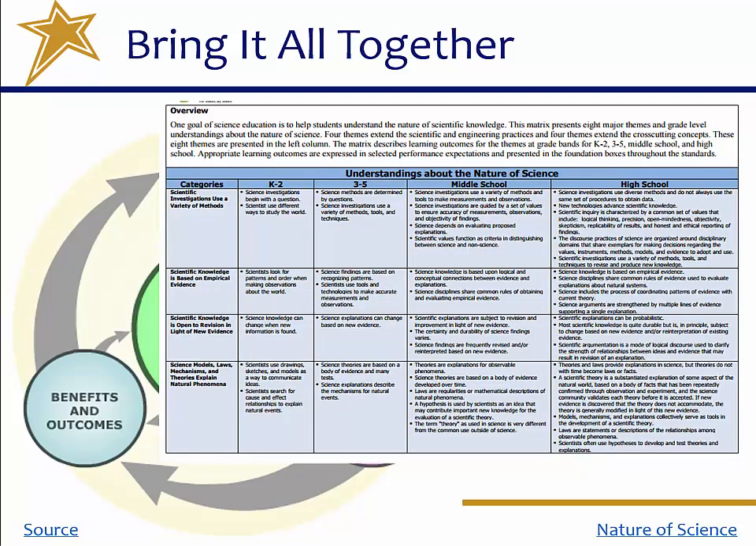Another resource that might help bundle up these ideas is the Next Generation Science Standards Appendix H, The Nature of Science. This document identifies the ideas that are most closely associated with the practices in blue, and those most closely associated with the cross-cutting concepts in green.